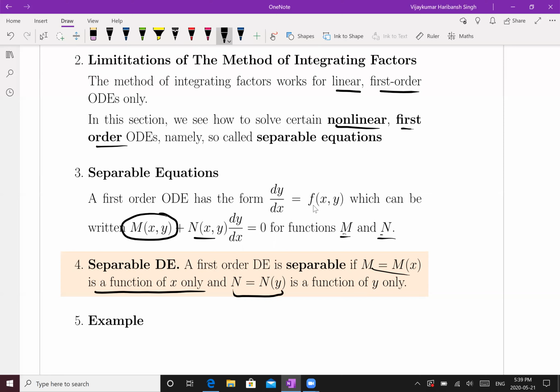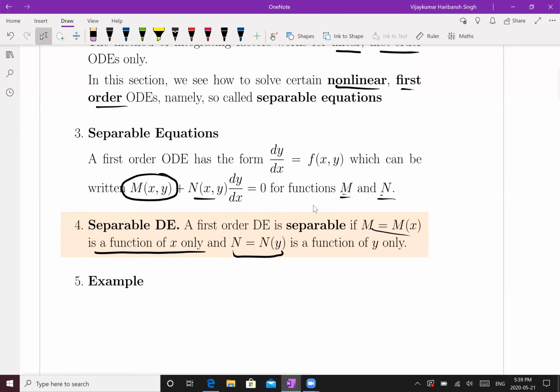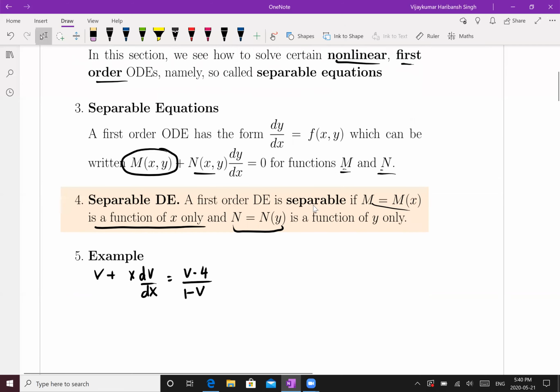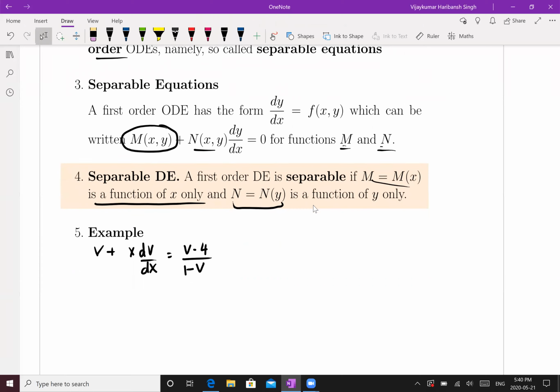So let's look at an example. An example would be v plus x dv/dx equals (v minus 4) divided by (1 minus v). Okay, so question, is it separable? Can we separate all the v's on one side and x on the other side? Let's work on that and see if it's separable.